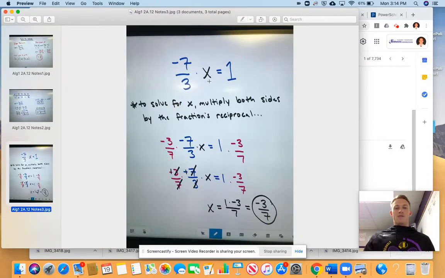Lastly, we were solving for x. On your homework, they're going to leave an empty box for you. I like to call something we don't know a variable. So negative 7 over 3 times something equals 1. Well, let's just get x by itself.